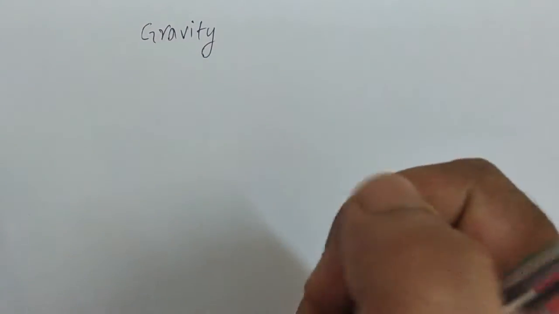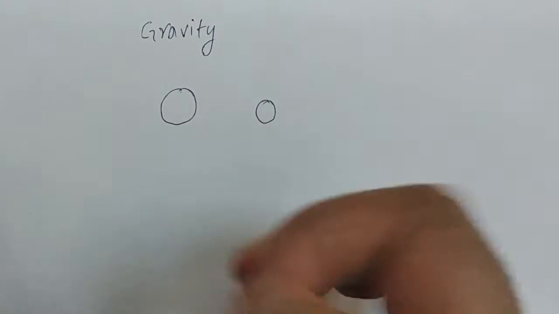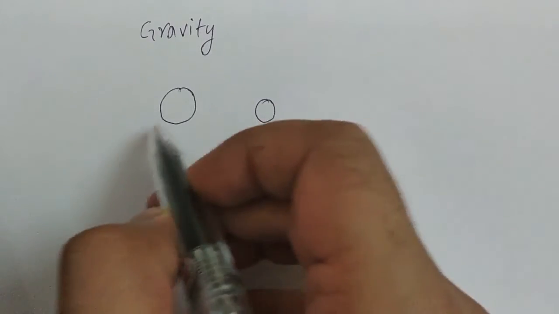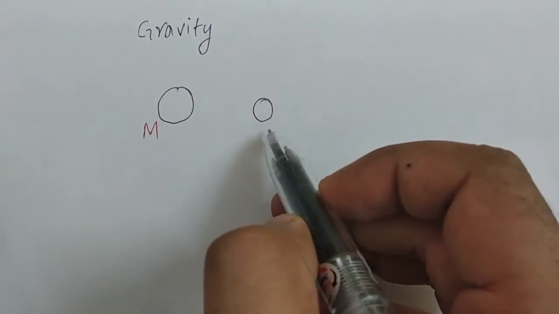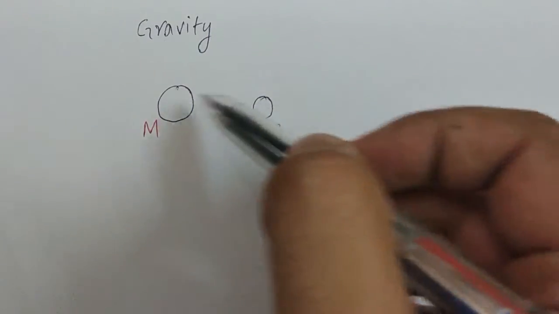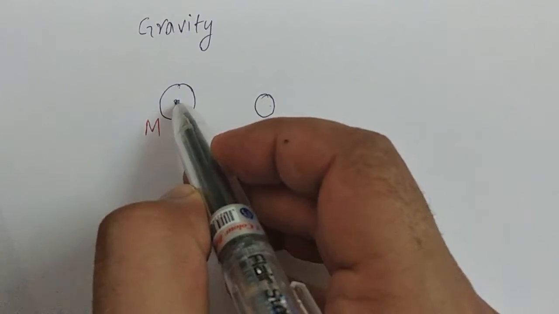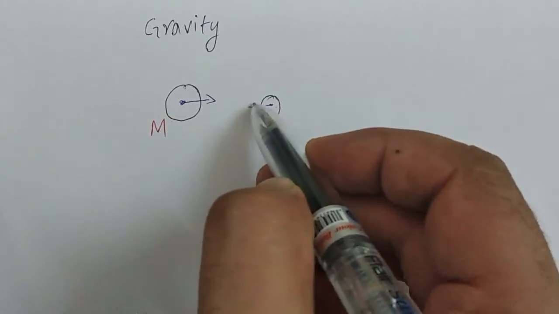Now every object in this universe attracts every other with a force that is known as the gravitational force. Say, for example, we have two objects. Let the mass of this object be M and the mass of this object be small m. Then the gravitational force exists between them such that the force is attractive in nature.